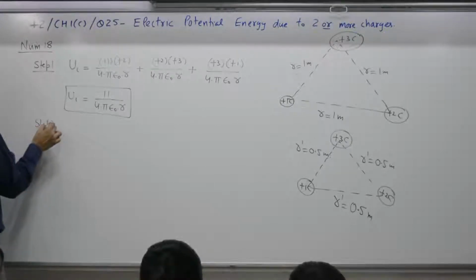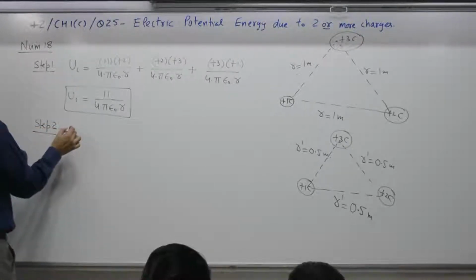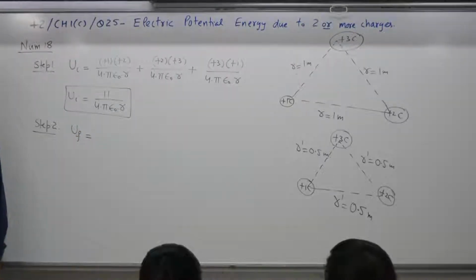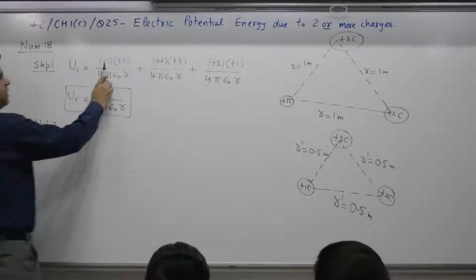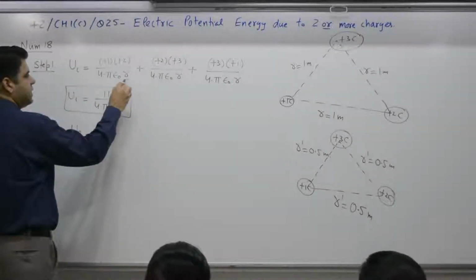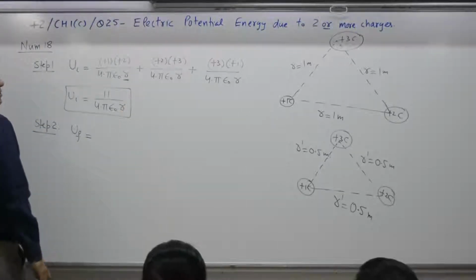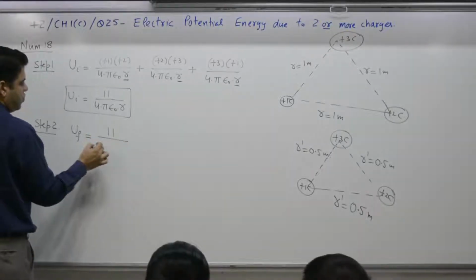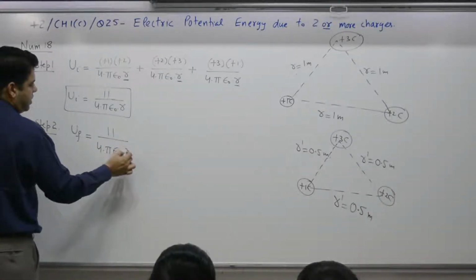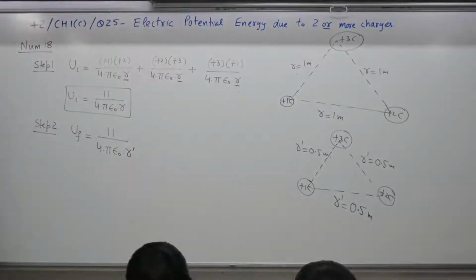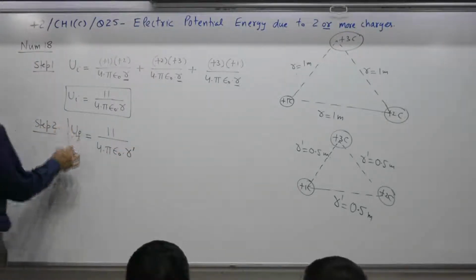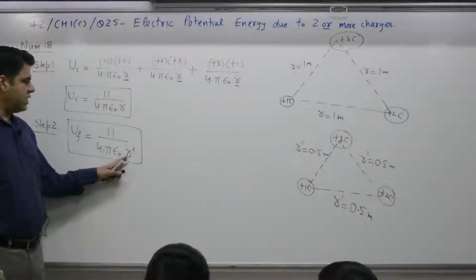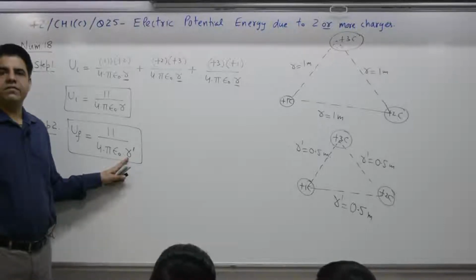Step 2. Final energy is equal to what? What is the change? Same expression, 1 into 2 plus 2 into 3 plus 3 into 1 over 4 pi epsilon naught. In place of R, you get R dash. The rest is the same. So your answer will be 11 over 4 pi epsilon naught R dash. Final energy will be more. Why? Because R dash is 0.5, R dash is half.